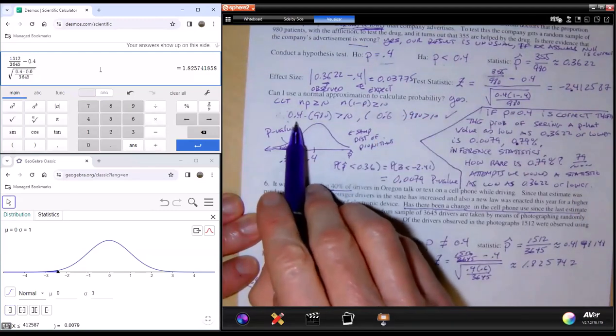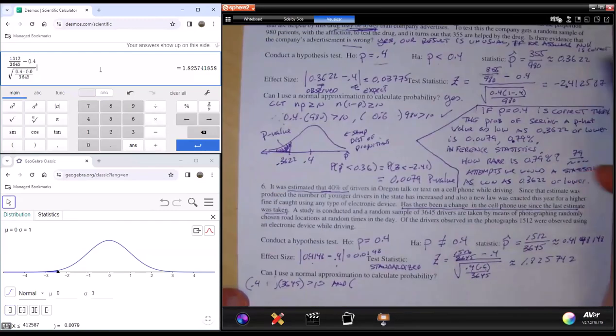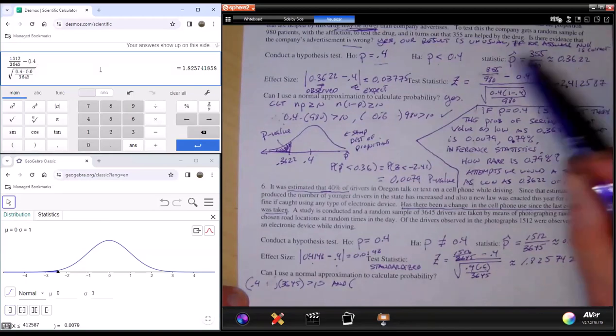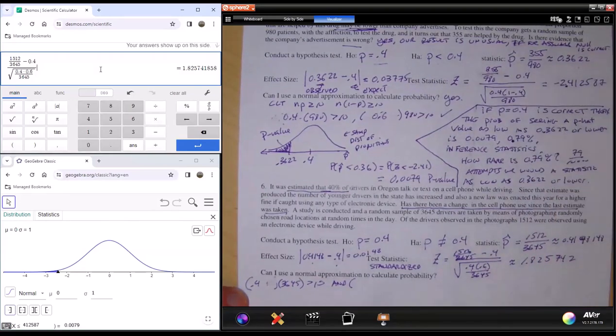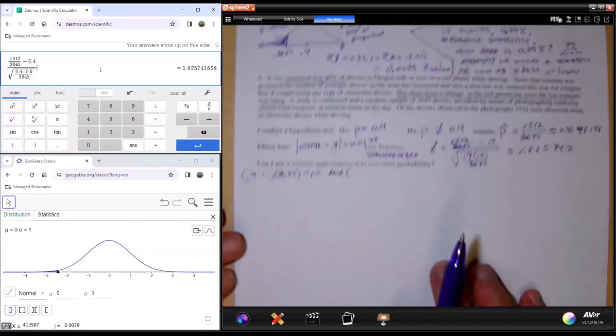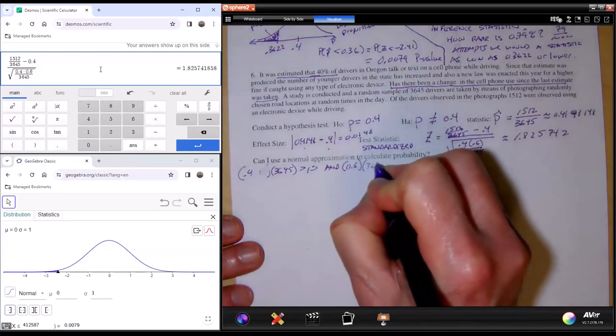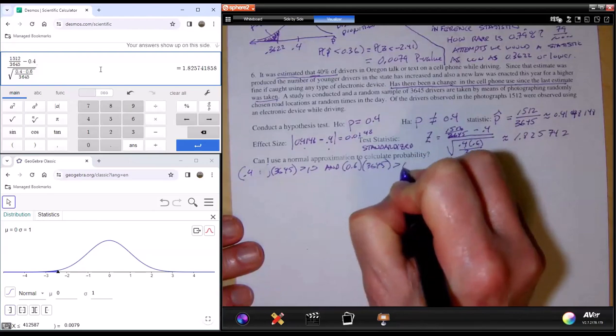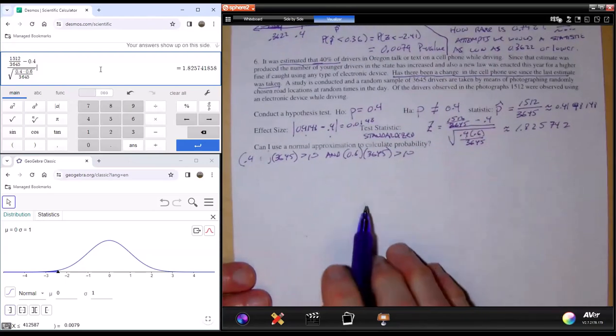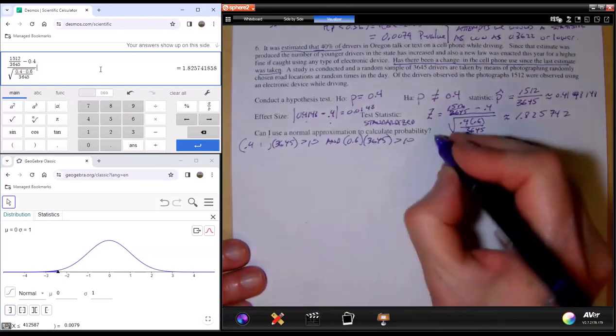So use what you think is correct. This is just an estimate. You use this only if there's no choice, like you don't know what this is at all. But we're assuming we know what this is. So 0.4 here, 0.6. Both of these are greater than 10, not a problem. Don't even need to calculate. So yes, the answer is yes.